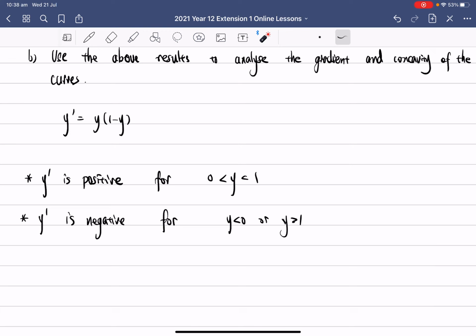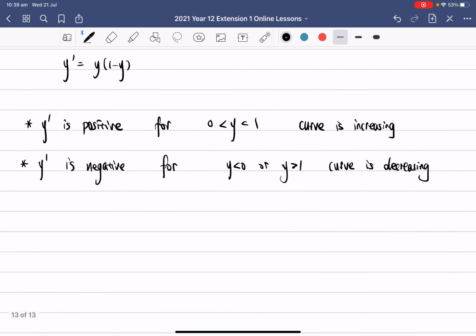What about when both factors are negative? How is that possible? Let's have a think about it. If y is a negative number, then 1 minus y is positive, so you can't have both negative to give you a positive. So what does that mean? For y between 0 and 1, y dash is positive, which means the curve is increasing. And obviously here, the curve is decreasing.